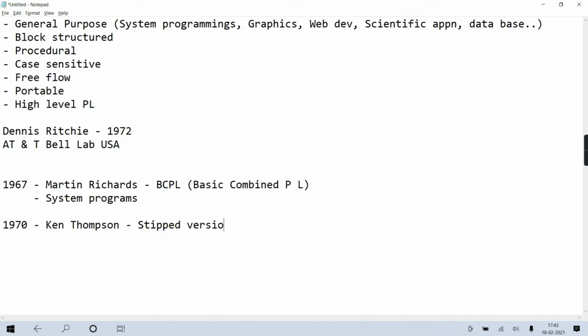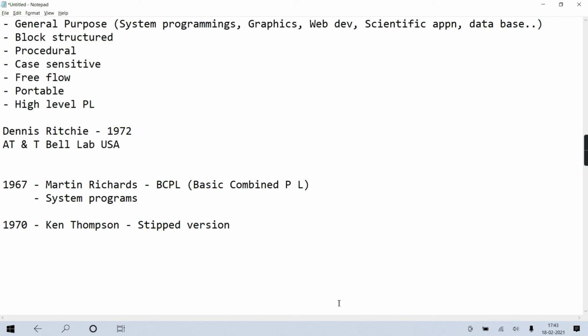Stripped version means you got it. A lot of unwanted things, or concepts which people were not understanding. People, programmers, I mean not general people, computer professionals, those who were trying to use this language. A lot of features were there which were difficult to understand or to abstract. So all those features were stripped, and Ken Thompson came with one language.